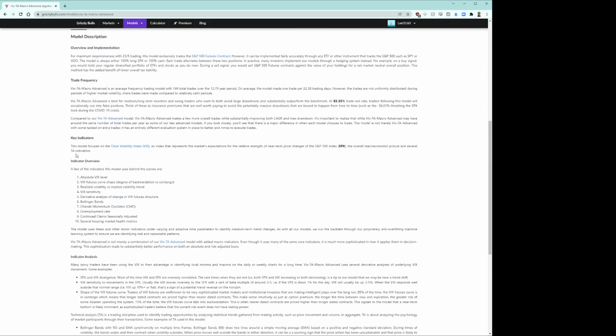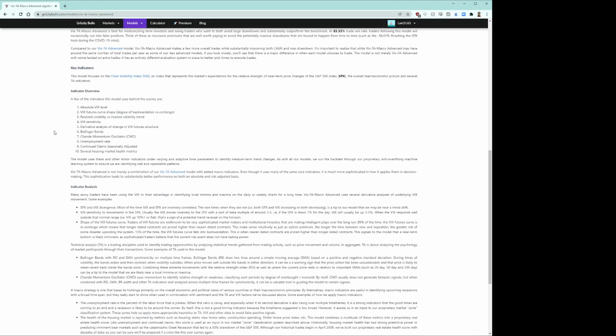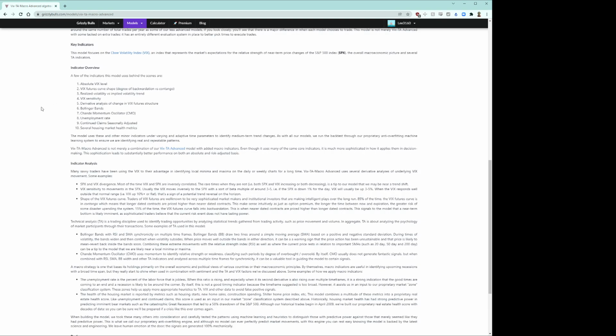Looking a little bit at how this algorithm works internally, this is a little sampling of the indicators that it uses. It's a lot of things based on the VIX curve, the shape, and the absolute VIX level. The market behaves very differently if VIX is under 17 or if it's over 25, et cetera. So that's VIX sensitivity.